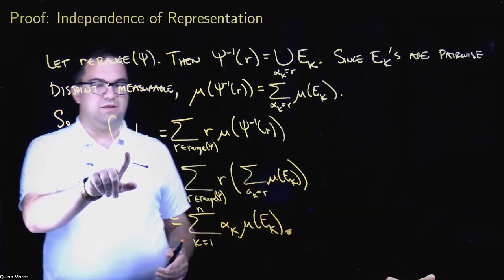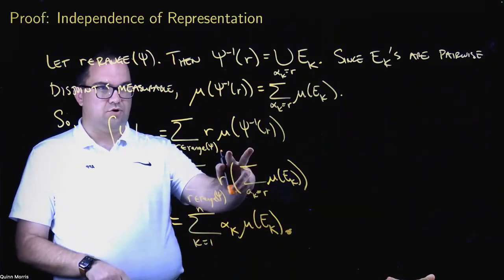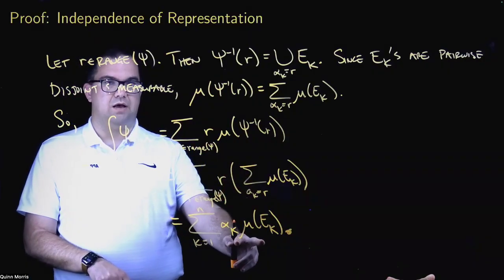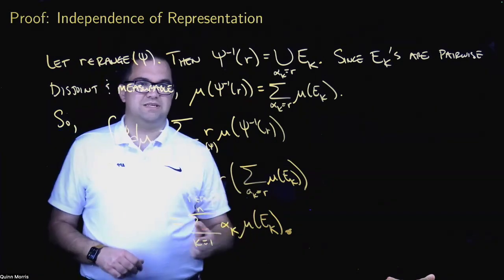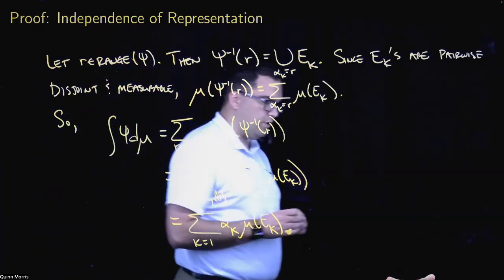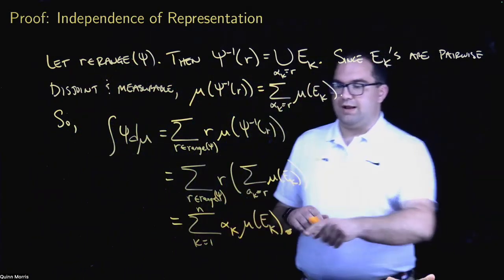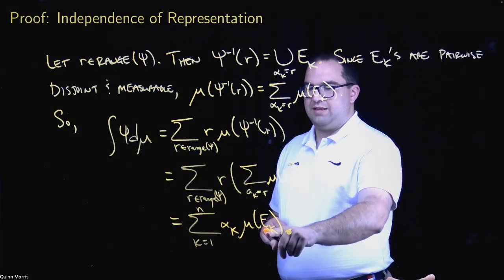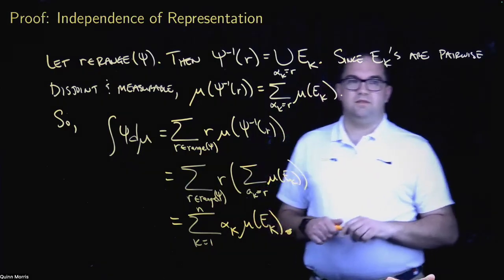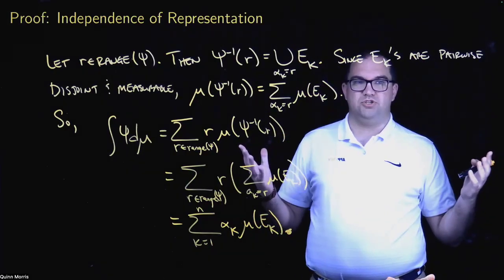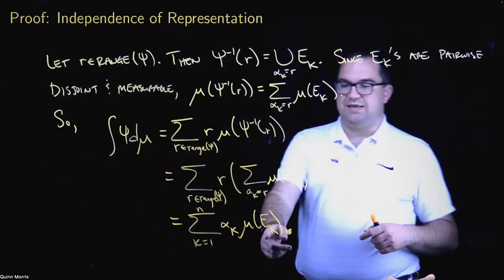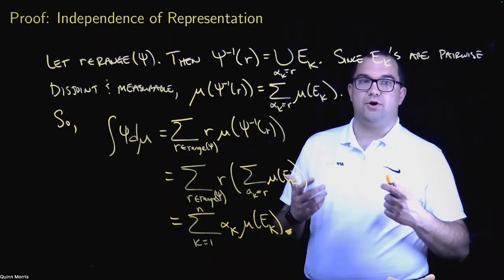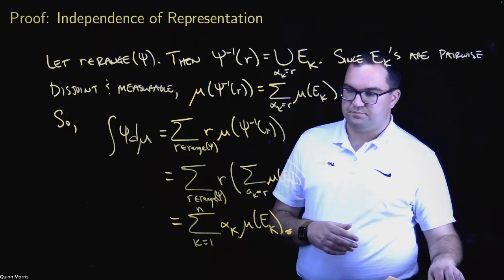Namely, that the Lebesgue integral of psi, which in the canonical representation is this, I can also express as this sum. So as long as these EKs are pairwise disjoint and measurable, I can always write my Lebesgue integral like this. I don't have to make sure that each of these sets is the entire preimage of R. Basically, these EKs can be some subset of the entire preimage of AK.